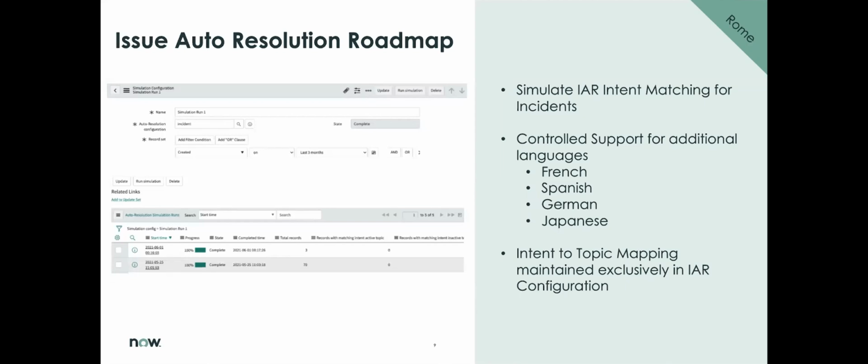The other piece is coming back to intent to topic mapping. I explained how there are two different ways in Quebec: with VA NLU enabled and without. We wanted to simplify this going forward. The tab that I showed you says intent to topic mappings. It'll be maintained exclusively in issue auto resolution configuration, so you will always have that tab enabled for the intent to topic mapping. That's where you would do it. You don't need to go back and forth between VA topics to set that. So those are the three main enhancements that we're making to the feature in Rome.